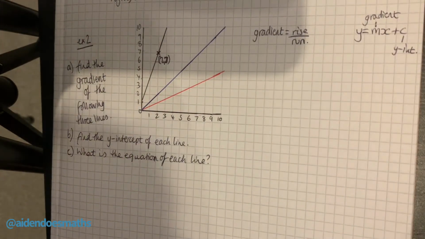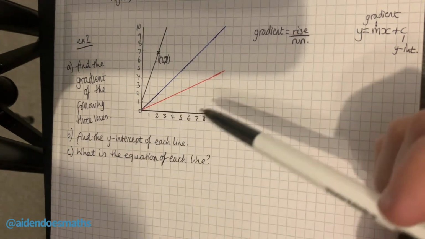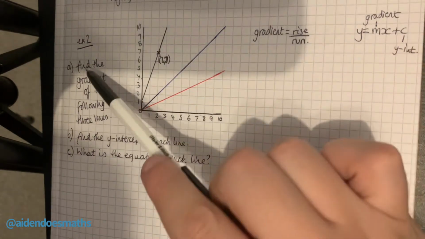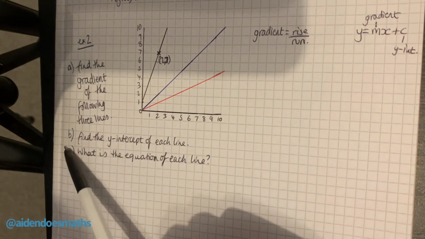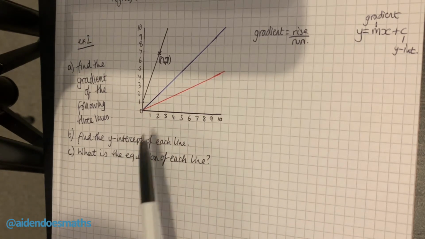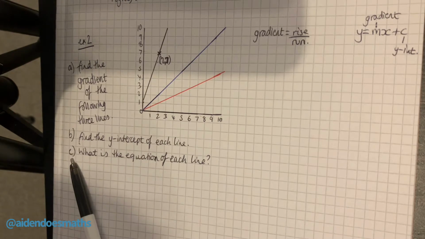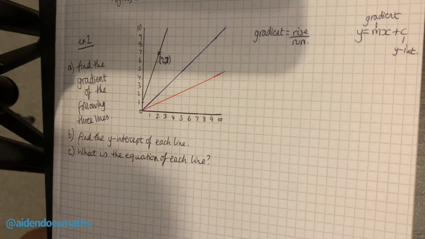Looking at example 2, we're looking at 3 lines all on the same grid, and there's 3 parts to this example. So first of all, we need to find the gradient, which we've practiced already. Okay, and then part B, for each line, we're going to find the y-intercept, which is something we spoke about, and we're going to look at what that is. And then finally, part C, what is the equation of each line. So once we know the gradient and y-intercept, we can also name the equation.